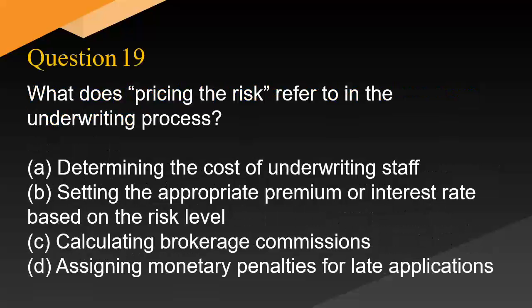What does pricing the risk refer to in the underwriting process? A. Determining the cost of underwriting staff. B. Setting the appropriate premium or interest rate based on the risk level. C. Calculating brokerage commissions. D. Assigning monetary penalties for late applications.